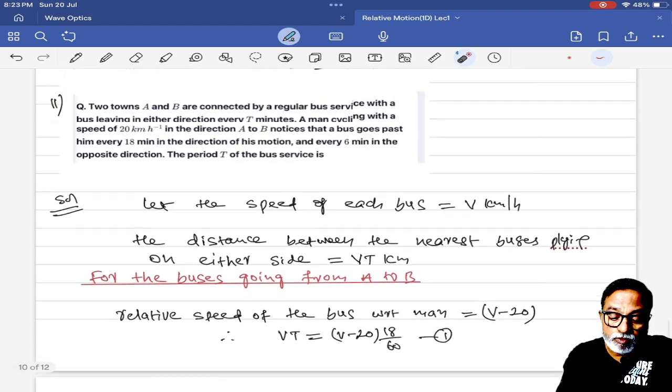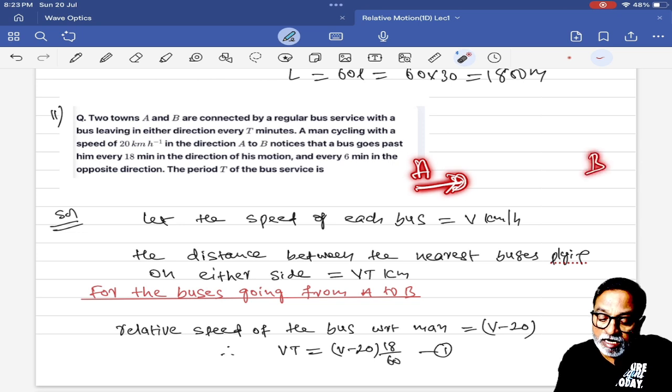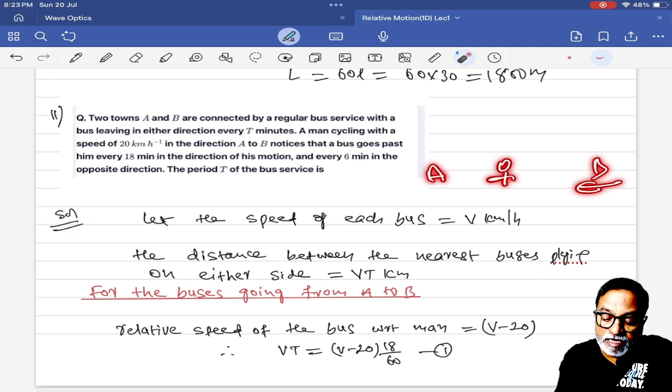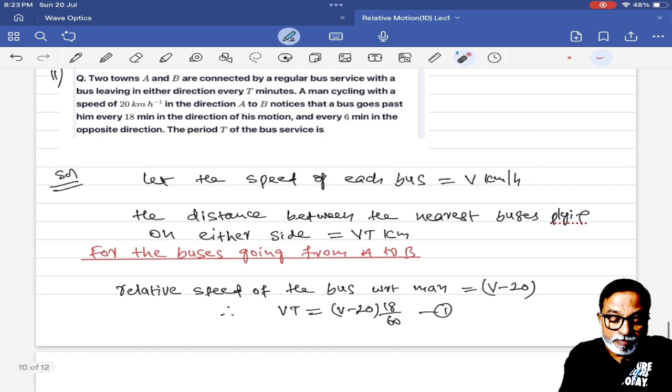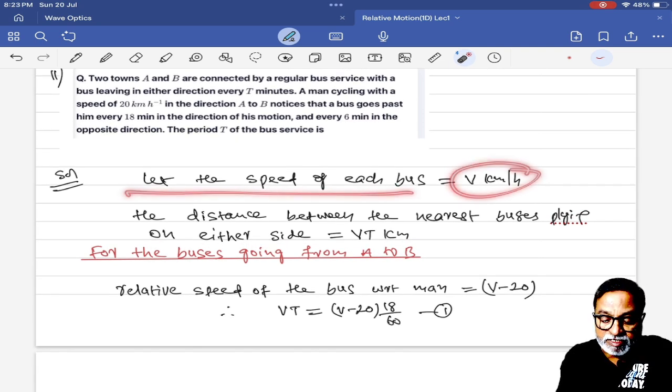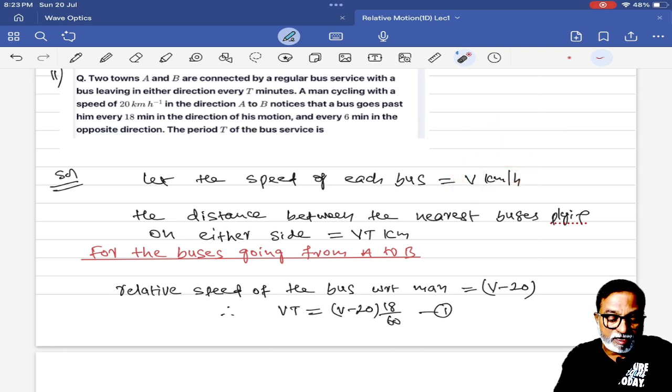ఇక్కడ చూడండి మనకు టూ టౌన్స్ ఉన్నాయి A అండ్ B. A నుంచి బస్సెస్ ఫర్ ఎవ్రీ T మినిట్స్ కి ఇక్కడ స్టార్ట్ అవుతాయి. అట్లానే సేమ్ టైం B దగ్గర కూడా ఎవ్రీ T టైం స్టార్ట్ అవుతుంది. ఒక పర్సన్ A నుంచి Bకి పోతున్నప్పుడు ఈ వెనక నుంచి వచ్చే బస్సులు వీడిని క్రాస్ చేసేది ఏ టైంలో, 18 minutes లో. ఆపోజిట్ వచ్చేదేమో 6 minutes లో. ఇప్పుడు వెలాసిటీ ఆఫ్ ద బస్. ఫర్ ఎగ్జాంపుల్ లెట్ ద స్పీడ్ ఆఫ్ ఈచ్ బస్ ఈస్ V km per hour. A నుంచి Bకి పోయినా B నుంచి Aకి పోయినా వెలాసిటీ ఎంత, V km per hour.